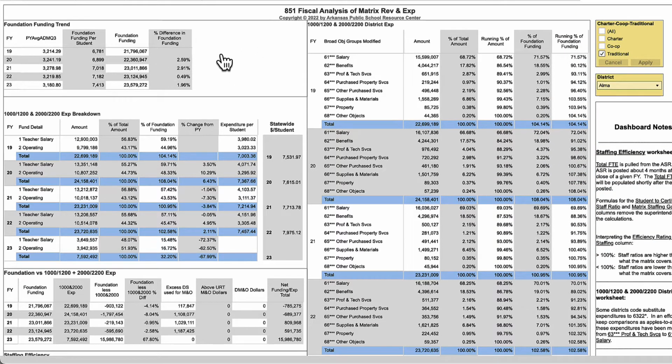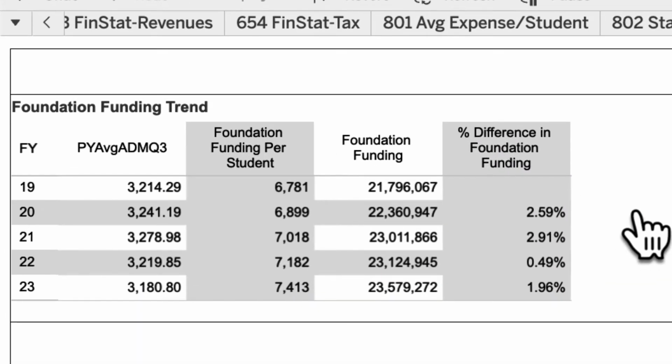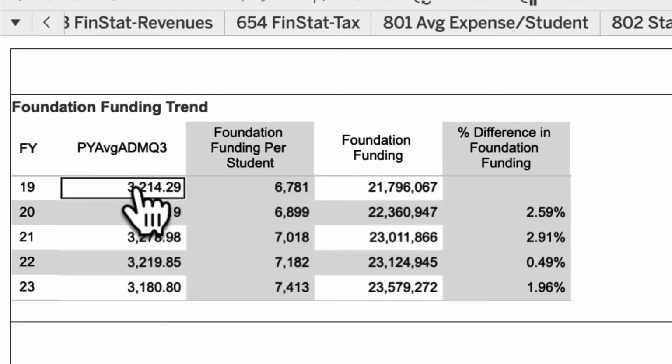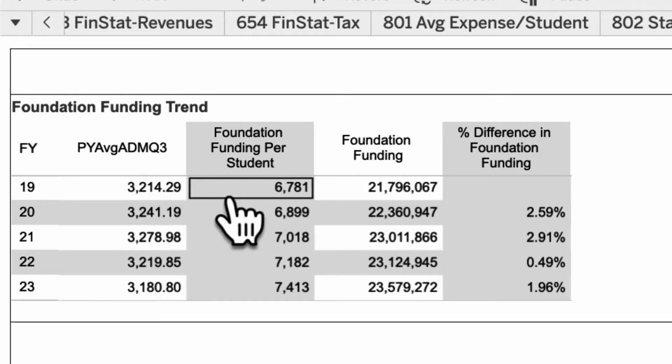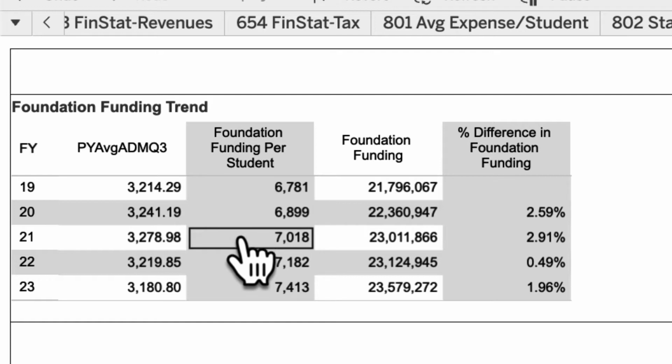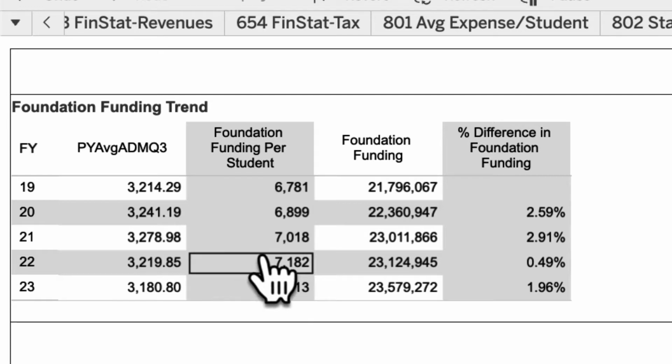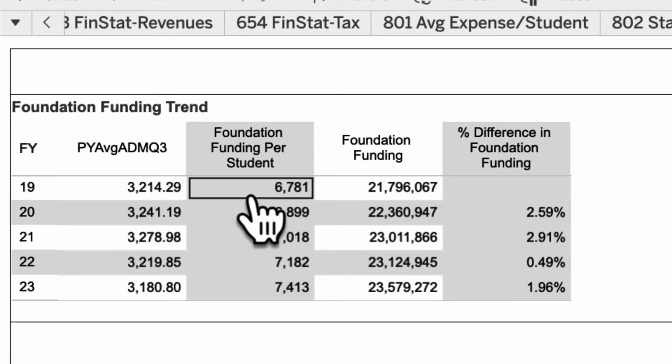In the upper left-hand quadrant here is the foundation funding trend. This worksheet gives you information with regards to the 3-quarter average daily membership for the district over the past 5 years. So we can see any trends of either growth or declining enrollment. We also include the foundation funding per student that the school receives each year as revenue on a per student basis. So you can see we've had some very good increases in revenue over the last 5 years.